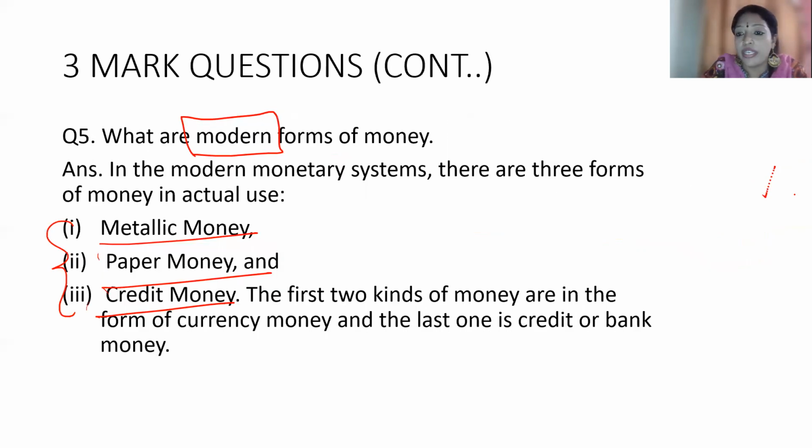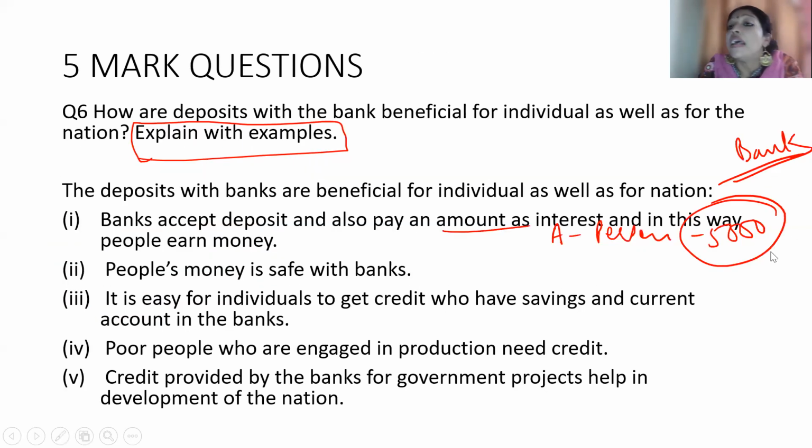The bank doesn't keep the money just like that. The bank pays interest on this 5,000 rupees. So they are saying that through the amount as well as the interest, people can earn money. Second point, people's money is safe with the bank. In the house, robbery can happen or anyone can steal my money, but in the bank, it is safe.